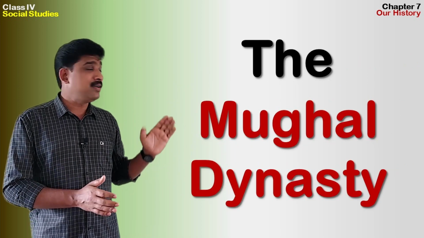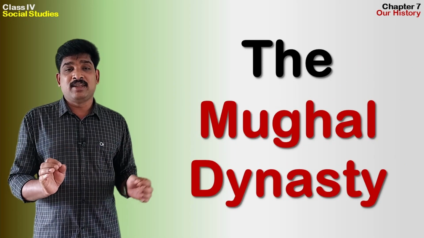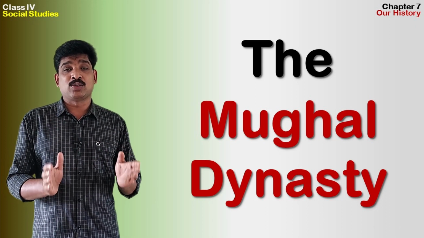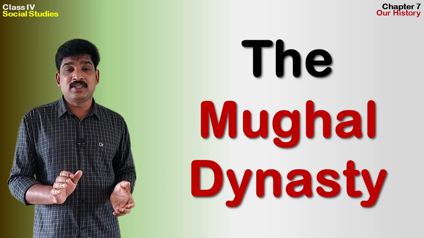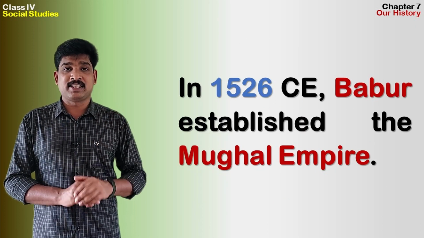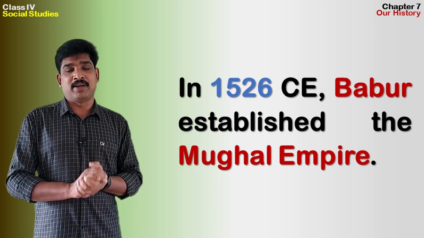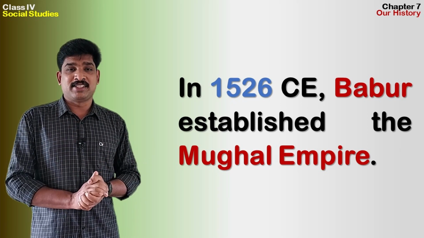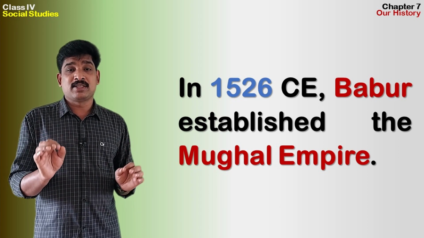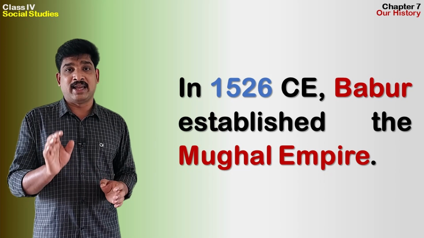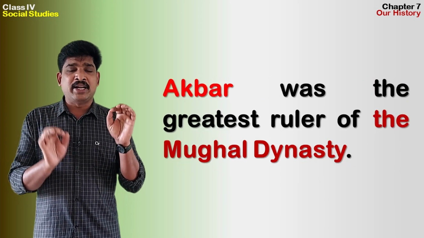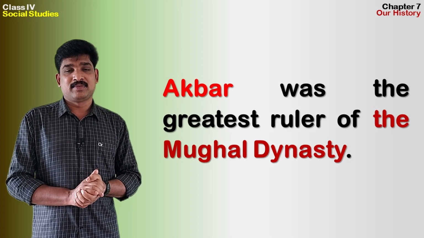Now let us find out about the Mughal dynasty. With the decline or weakening of the Delhi Sultanate, many small kingdoms arose in northern part of India. In 1526 CE, Babur came to India from the present-day Uzbekistan and established the Mughal Empire in India. Babur was succeeded by his son Humayun. In 1556 CE, Humayun's son Akbar took over the throne and he became the emperor of Mughal Empire in India. Akbar was the greatest ruler of the Mughal dynasty.